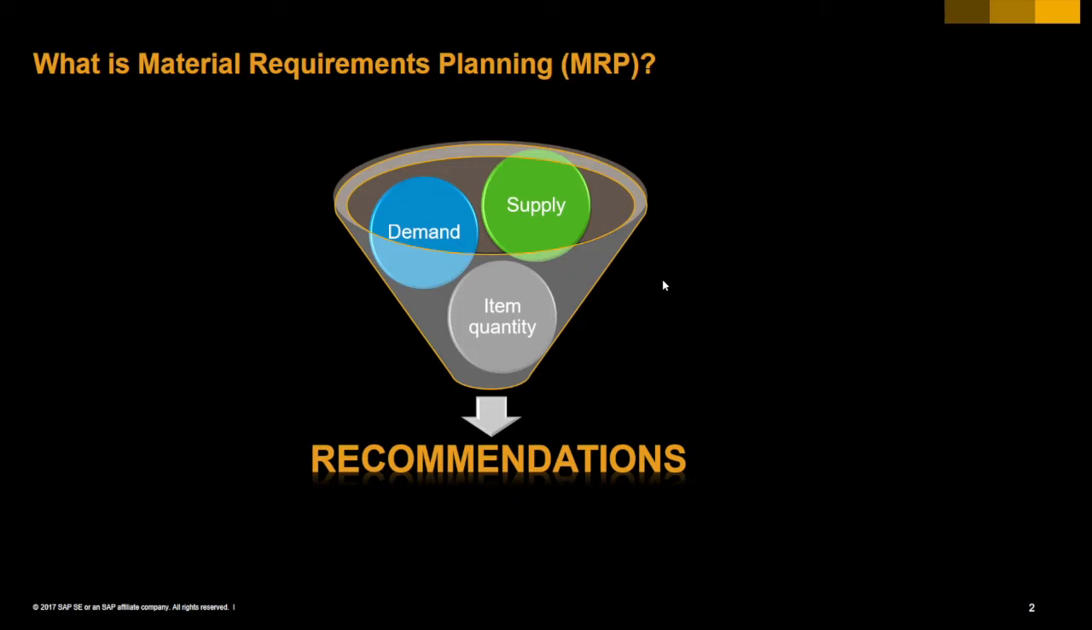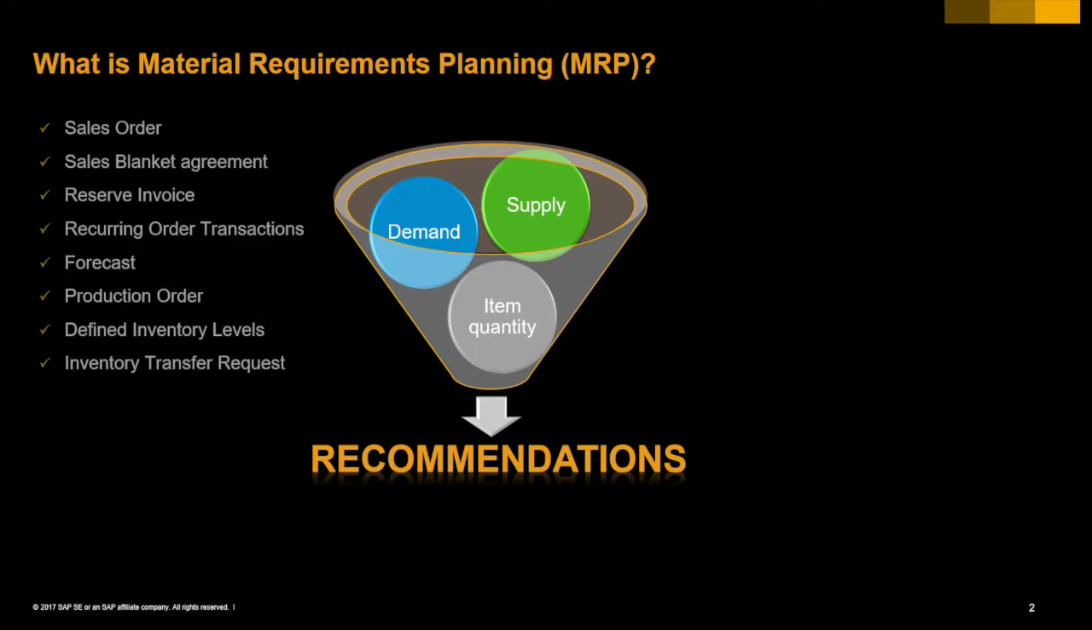So let's talk about demand. Demand is any type of document in the system that puts a commitment on inventory. Some examples we have here are sales orders. So this is our open sales order that has yet to be delivered, or a forecast that you've created in the system that predicts the future demand for the organization.